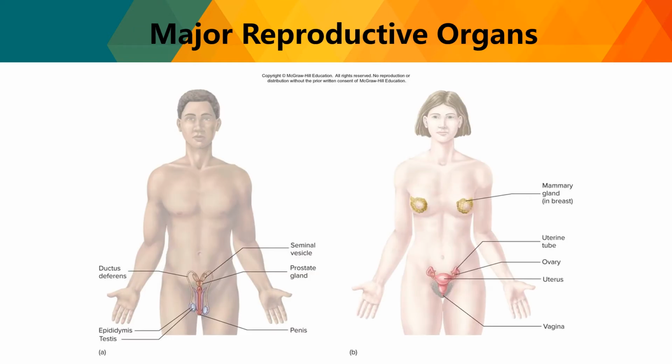For the major reproductive organs of males and females, for males, we have the seminal vesicle. Next, you have the prostate gland. You also have the ductus deferens. And then you have the epididymis, the testes, and the penis. For females, we have the mammary gland found in the breast. You have your uterine tube or the fallopian tube. You also have your ovaries, the uterus, and the vagina.